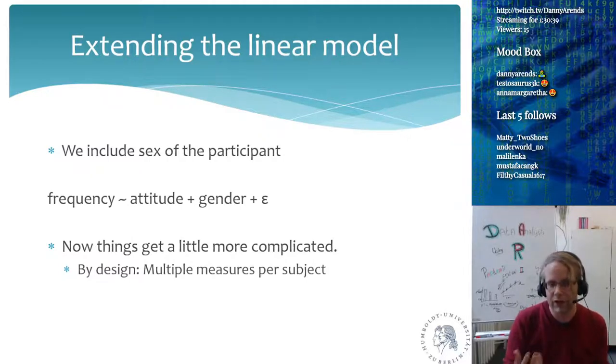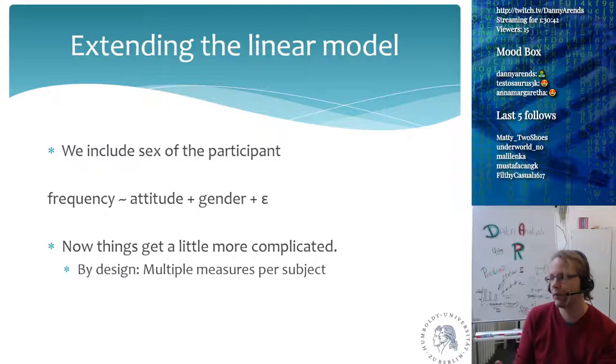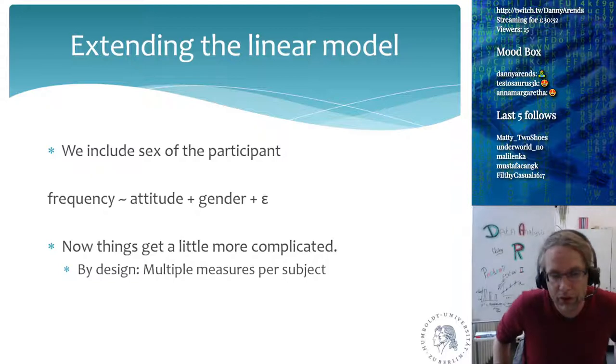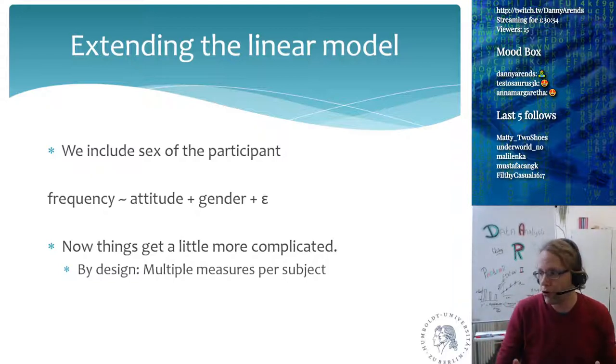But of course, now things get a little bit more complicated. Because in the way that they did their modeling, they have multiple measurements per subject, right? They don't have just one question, they have multiple questions. So you have the same person going into a formal setting, then the same person going into an informal setting, and then having to answer a couple of questions. So by design, the way that they set up their study, there are multiple measurements per subject, and that means that we cannot use a standard basic linear model. We have to use a different type of model because there is a grouping factor in there.